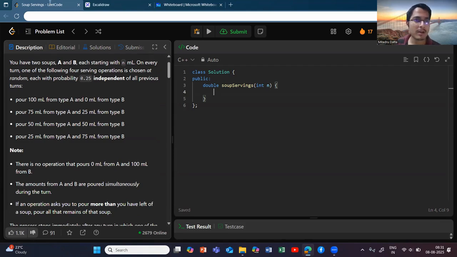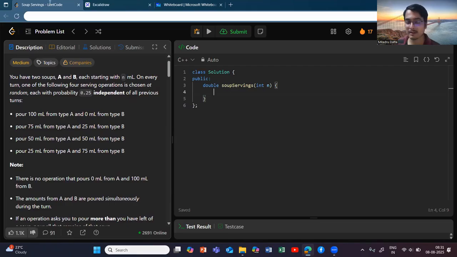What you can do is pour 100 ml from type A and 0 ml from type B. So you are given two bowls, A and B. Initially both have the same amount, but you are given four operations, in which one of the operations is that you can pour 100 ml from type A and 0 ml from type B, and similarly 75 ml from type A and 25 ml from type B, and so on.